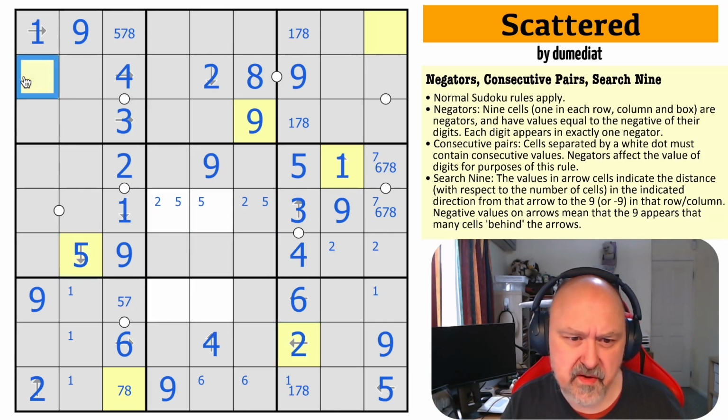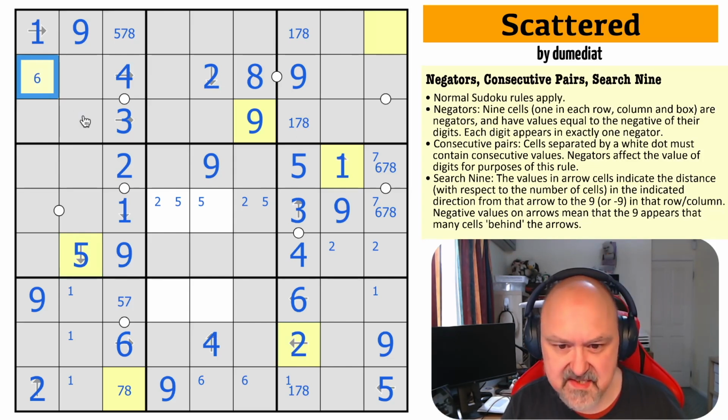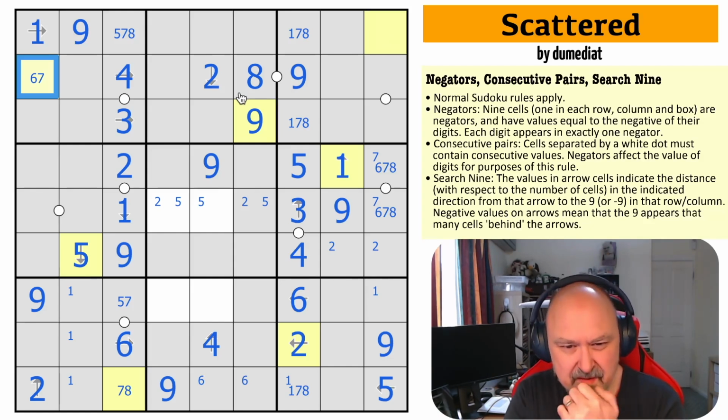Now, what can this be? It can't be 1, it can't be 2, it can't be 3, 4, 5. It could be 6, 7, or 8 only. It can't be 8. This is 6 or 7. And the reason it couldn't be 2 or 5 is because 2 and 5 I've already got in negators. Doesn't seem like enough. I mean, it is, because this is a puzzle from dumediat, and I know he does good puzzles.